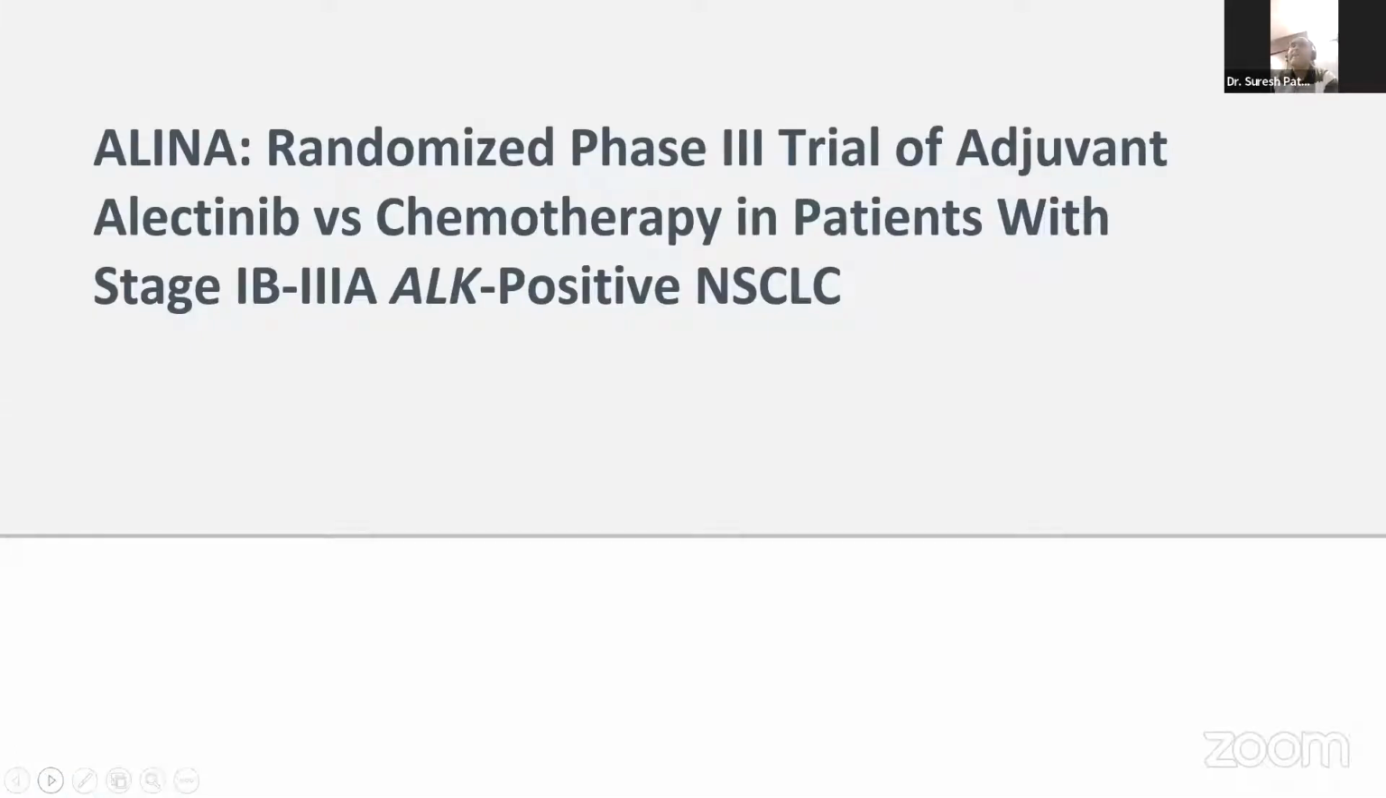So we are going to discuss the ALINA study, which is a randomized phase 3 trial of adjuvant alectinib versus chemotherapy in patients with stage 1B to stage 3A ALK positive NSCLC. Next slide, please.